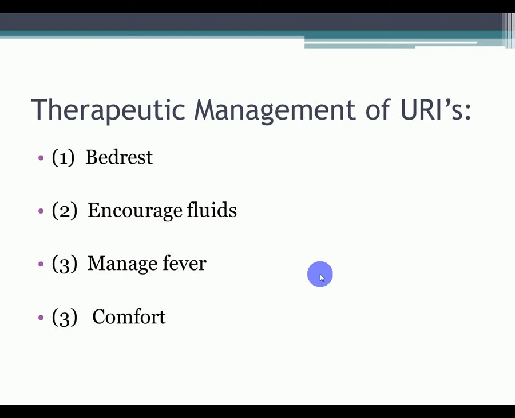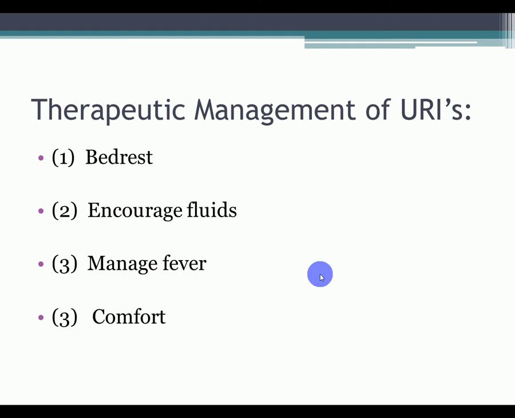This is the best method for liquefying thick secretions. Number 3, manage the fever. Tylenol and ibuprofen. If you don't remember those normal dosages, you need to come back and get them. Tylenol, 10 to 15 milligrams per kilogram. Ibuprofen, 5 to 10 milligrams per kilogram, depending upon the fever.